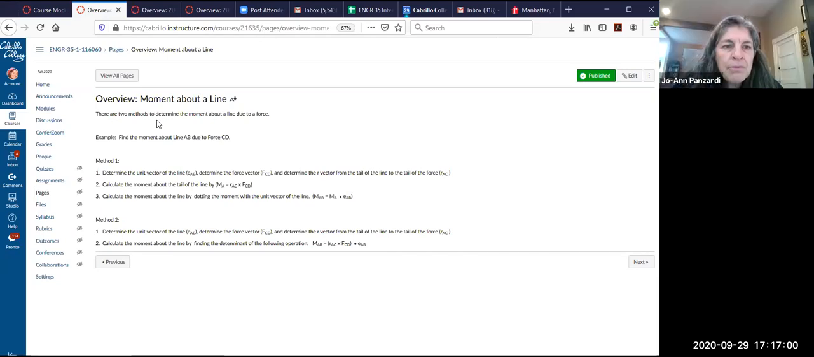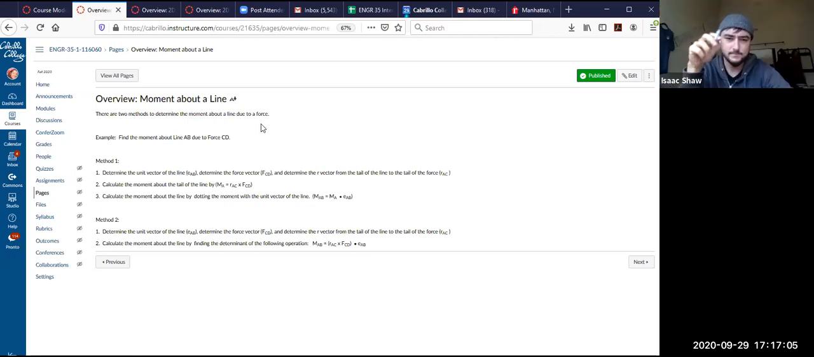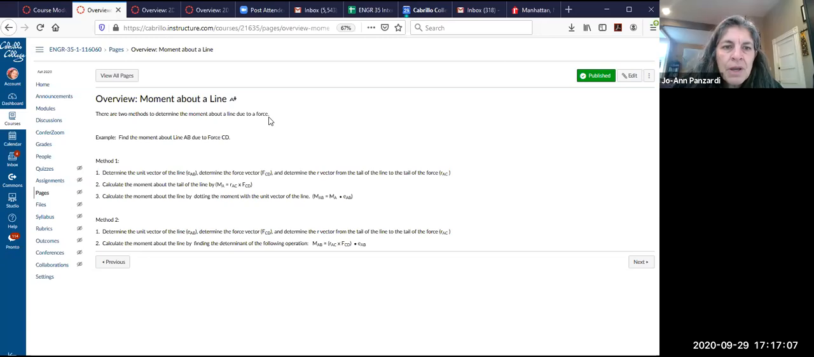Okay, there are two methods to determine the moment about a line due to a force. So we have a force, and we're trying to find the moment about a line. Let's just say in this example, you're trying to find a moment about line AB and the force is on CD. Method one, option one, is determine the unit vector of the line, determine the force, and determine the R vector at the tail of the line.